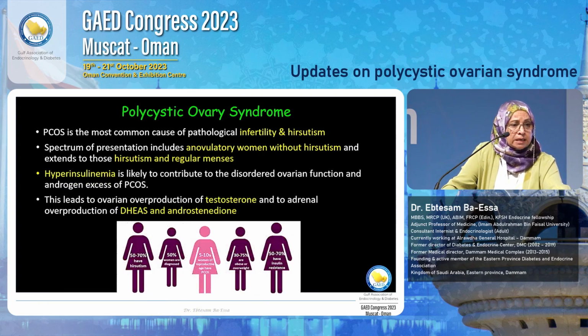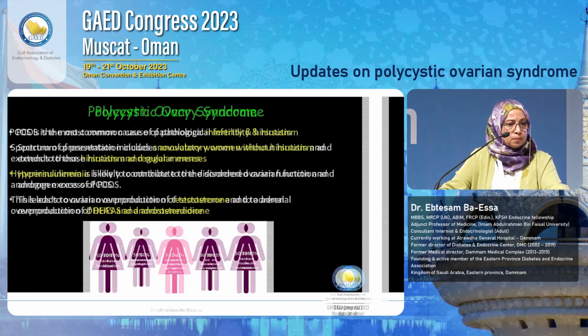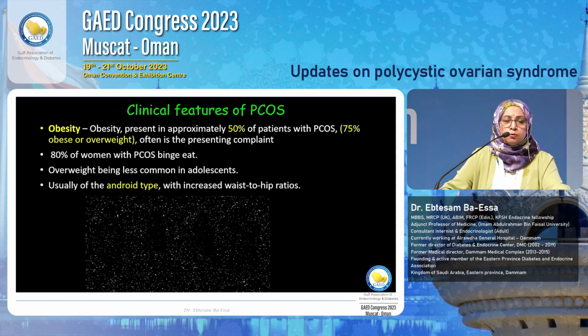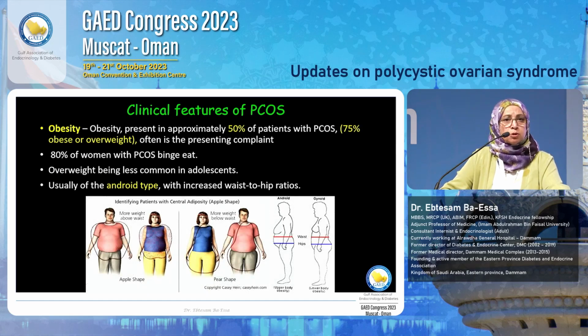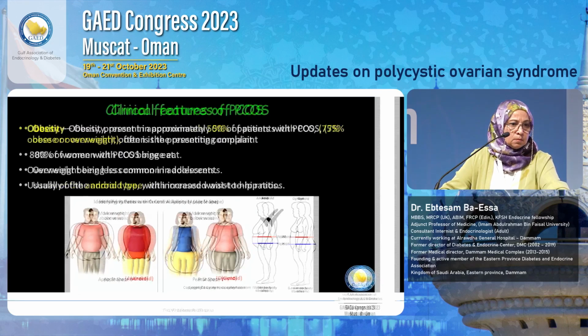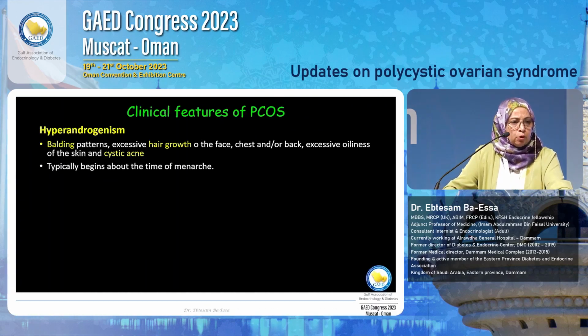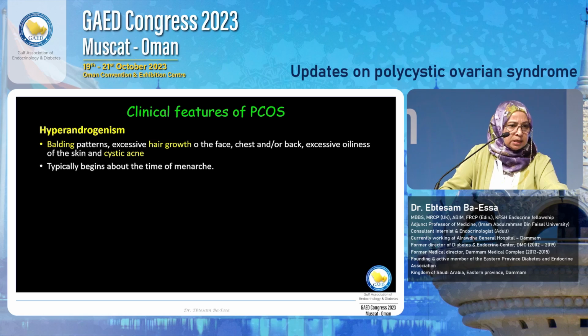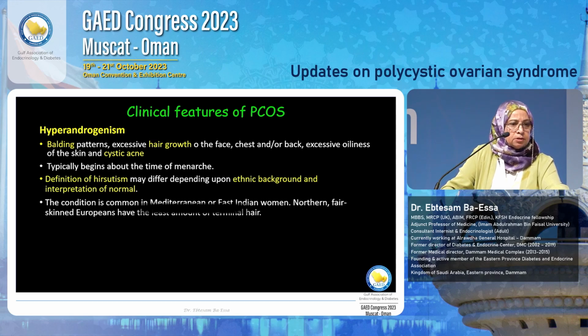And hyperinsulinemia is likely to contribute to the disordered ovarian function and androgen excess, and lead to an increase of those androgenic hormones. So obesity is very common. Up to 50% of people with polycystic ovary disease are obese, and more than 75% may be either obese or overweight. And the classic type of obesity here is what we call android obesity or apple-shaped obesity. Hyperandrogenism with balding pattern and excessive hair growth, and cystic acne is also one of the features, typically beginning at the time of menarche.